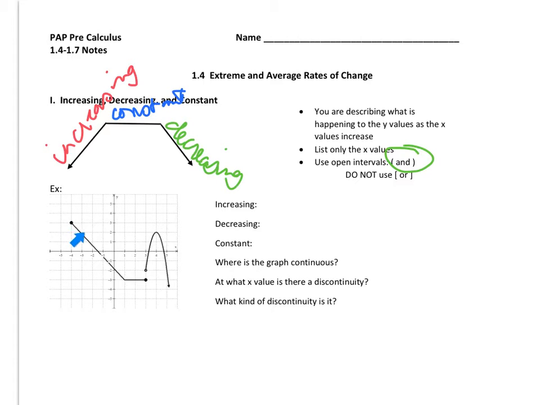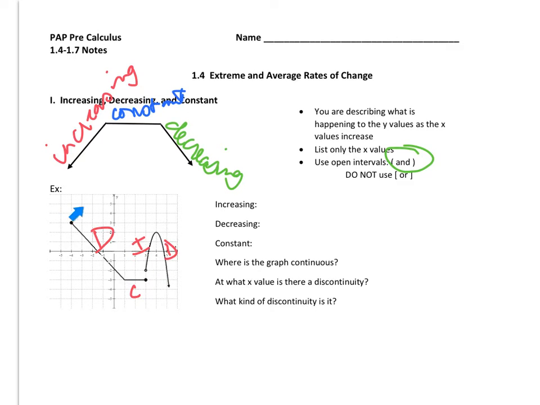So this first part of my graph, as my x's are getting bigger, my y's are getting smaller. So this is decreasing. Next part of my graph, as my x's are getting bigger, my y's are staying constant. From 3 to 4, my y's are getting bigger, that's increasing. And from 4 to 5, they're decreasing again.